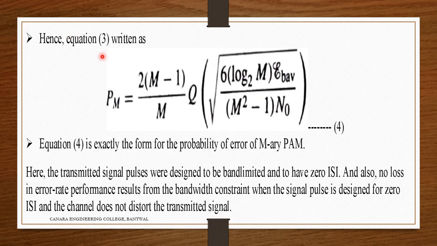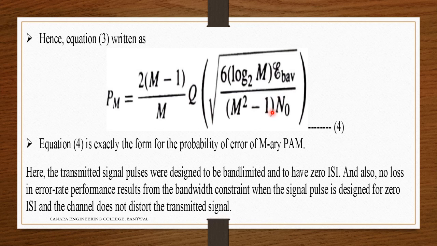Next, hence the equation 3 that we derived can be written as Pm is equal to 2 times (M minus 1) divided by M times Q of the square root of 6 log2 of M times EBAV divided by (M squared minus 1) N naught.